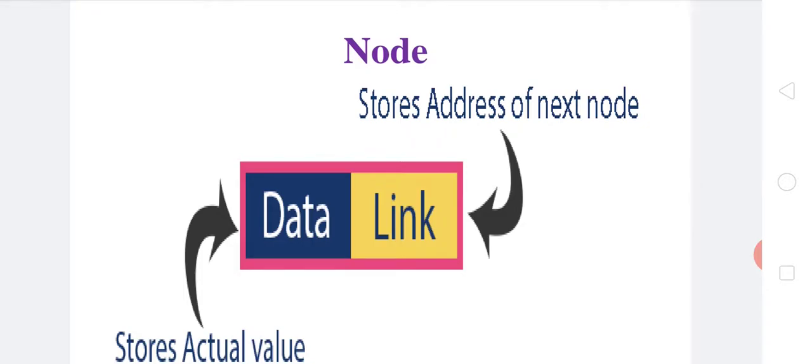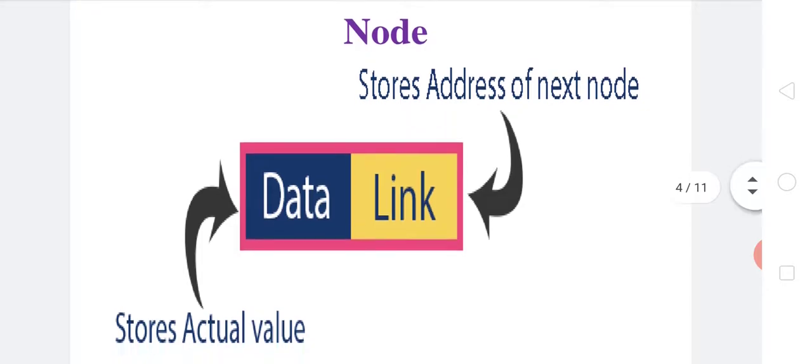Now we will see what is meant by node. See in the figure, one node is present. Already we discussed what is meant by node. Basically, a node is made of two fields. The first field is the data field and the second field is the link field. In the data field, we store the actual value. The values can be 0 to 9, a combination of 0 to 9, or a combination of A to Z. The link field stores the address of the next node.